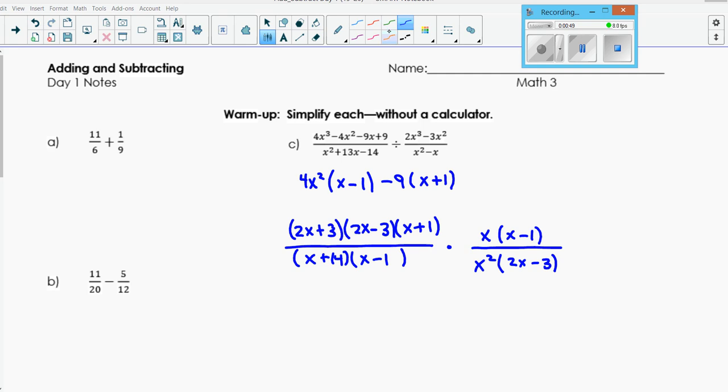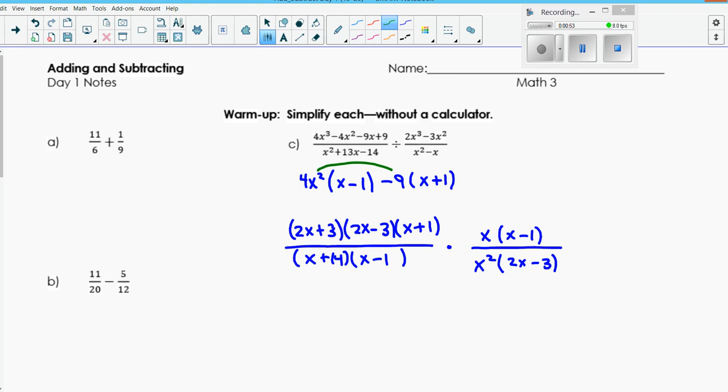Okay, so if you factor completely, this is what you would get. Notice that when you group these together, it becomes a sum and difference, which is where these two binomials came from. If we cancel what we have in common, we have a 2x minus 3 here and here. We have an x minus 1 here and here. We have an x and an x squared here, leaving us with an x. And then that's it. So in the numerator, we're left with a 2x plus 3 times an x plus 1. In the denominator, we're left with an x times an x plus 14.